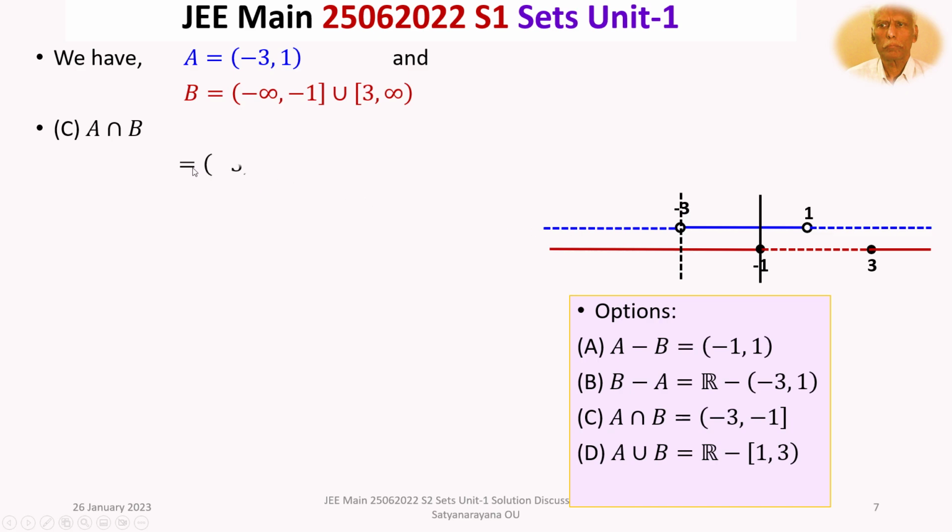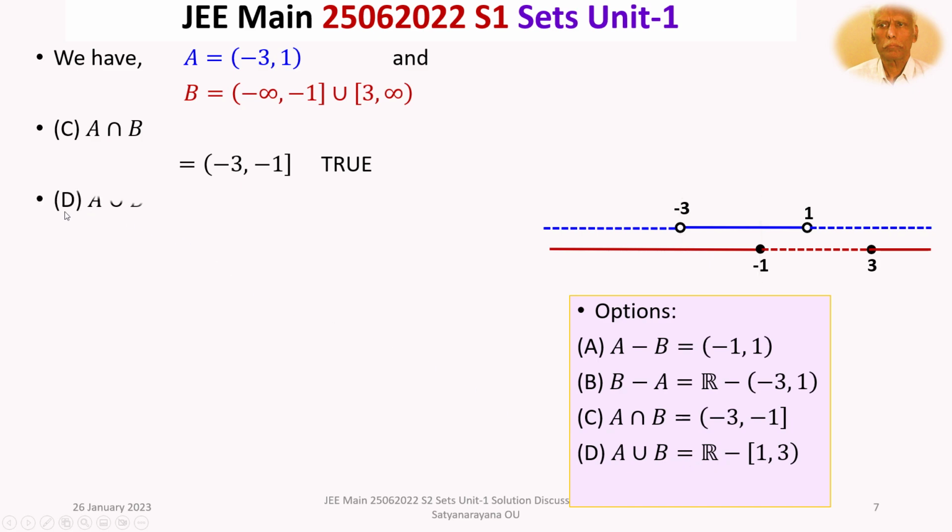So this is minus 3 to minus 1, the interval, semi-closed, closed at the minus 1 end, which is true because minus 3 to minus 1, the same thing is here, therefore it is true. But we have to find out which is not true. So look for the next easiest, A union B.